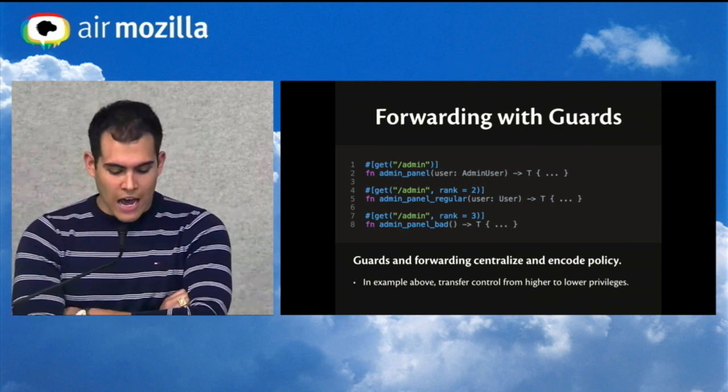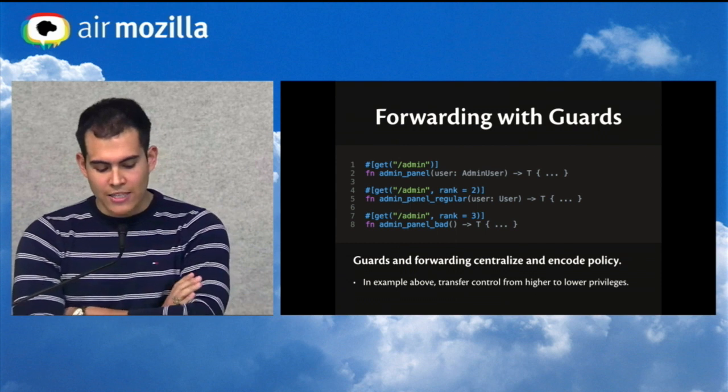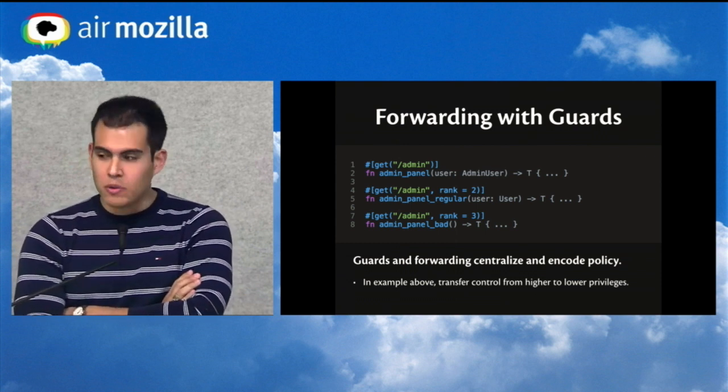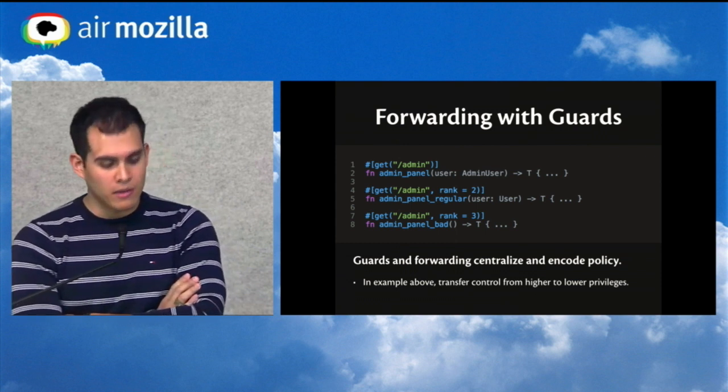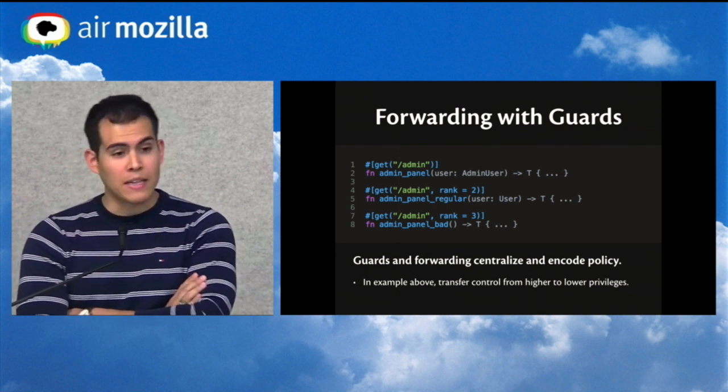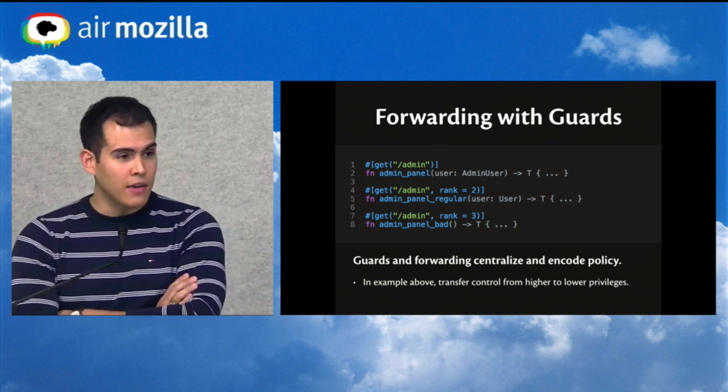So when someone hits our admin panel route, or sorry, our /admin path, then first we check if it's an admin user, and then we run that first route. And then we check if it's a regular user, and we run that second route. And then, well, we don't check anything, we just run that third route.